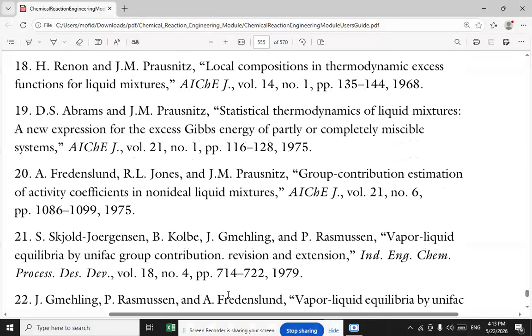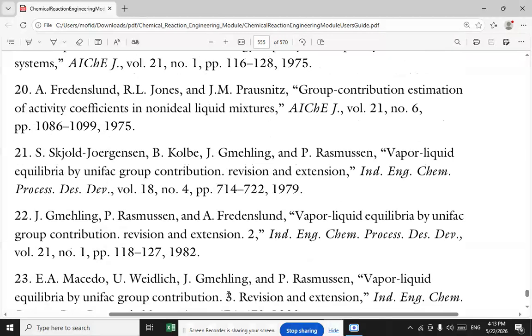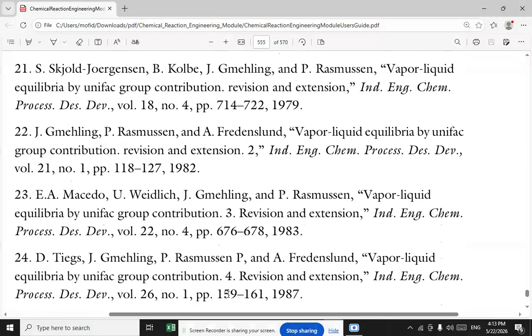The next one was written by Abrams, and the name is Statistical Thermodynamics of Liquid Mixtures: A new expression for the excess Gibbs energy of partially or completely miscible systems. The next was written by Fredenslund, and the name is Group Contribution Estimation of Activity Coefficients in Non-Ideal Liquid Mixtures. The next was written by Kolbe, and the name is Vapor-Liquid Equilibria by UNIFAC Group Contribution: Revision and Extension.